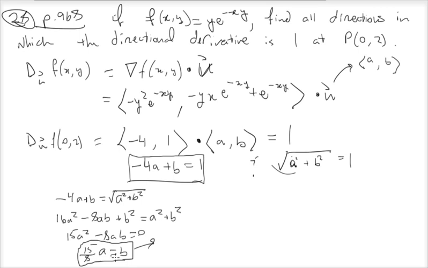So for example, one of those possible values of u, and I'll call that u sub 1, is (8/17, 15/17), like that. That's one possible value, just for example. And so you can calculate out a bunch of those.